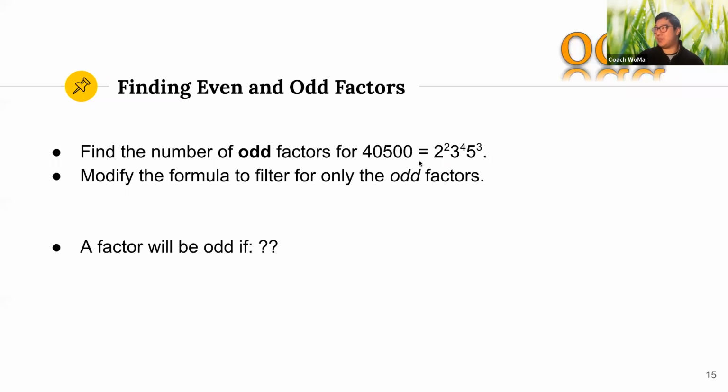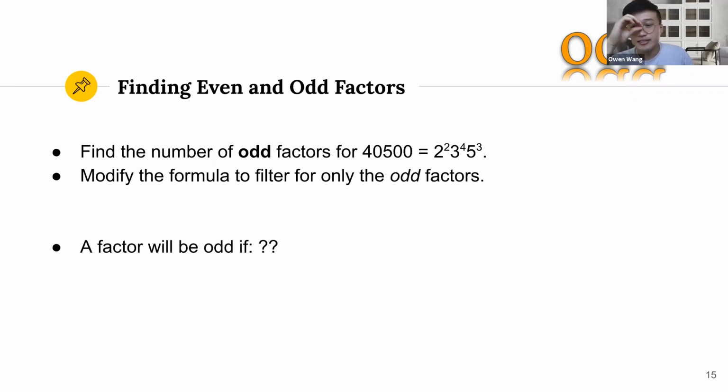So yeah, remember the question is asking how many odd factors are there in 40,500? One factor would be 1. 1 times 40,500 is 40,500. So the question is, how can we find the number of odd factors? And we might want to think about how we found even factors. Okay, so right, a factor is odd if it's not divisible.